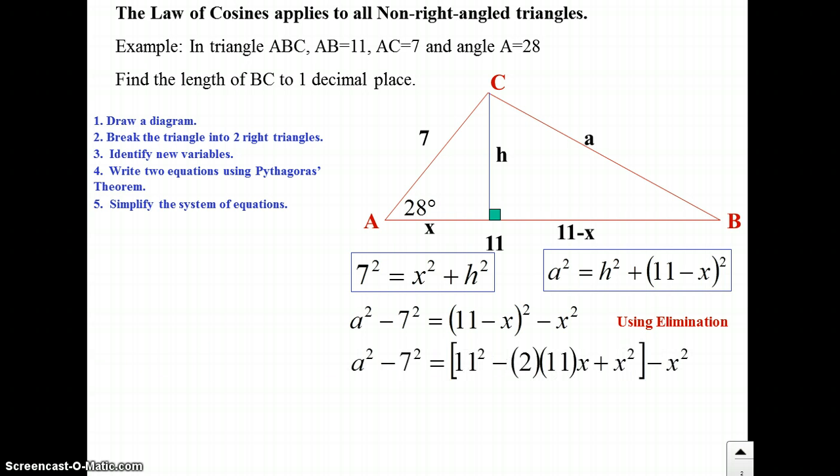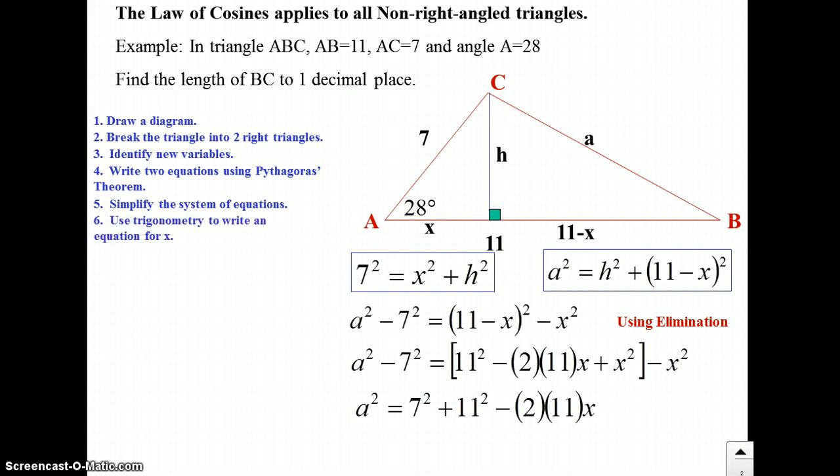I might now write it like this. I can expand out the (11 minus x) all squared. So I square the first term, 11 squared. I multiply the two terms together, 11 times x, and I double it. And then I square the second term, negative x times negative x is positive x squared. I go ahead and simplify that equation a bit more. I know that x squared minus x squared disappears. And I'm going to add 7 squared to both sides. So I get a squared equals 7 squared plus 11 squared minus 2 times 11 times x. Looks interesting, but I still have two variables, a and x. Not really going to help me solve for a if I don't know what x is.